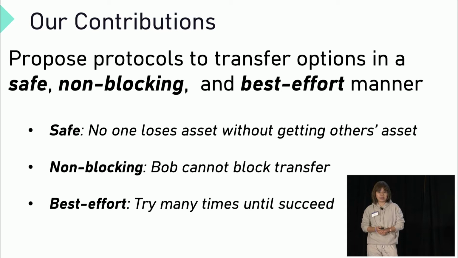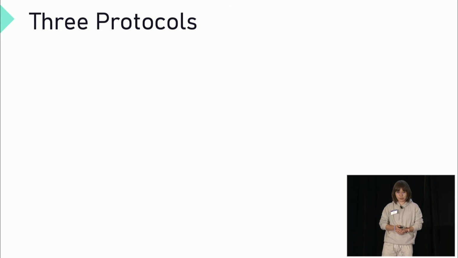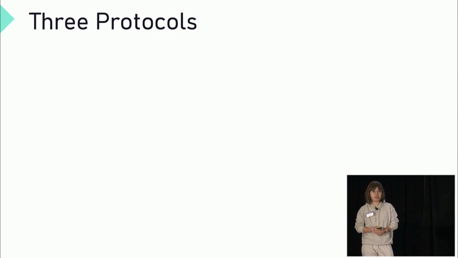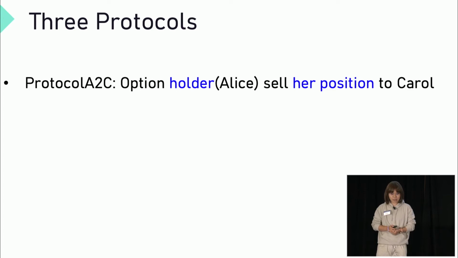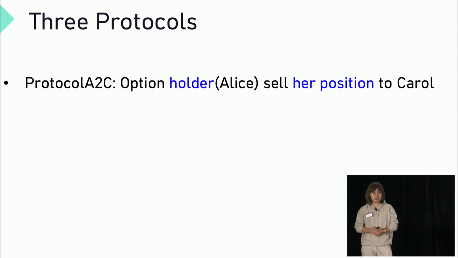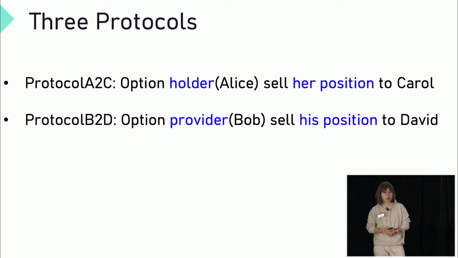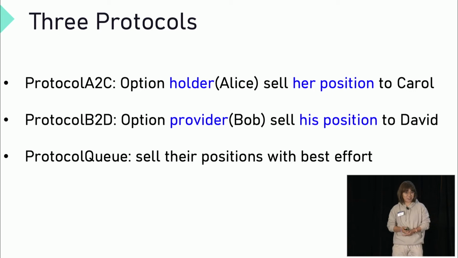We provide three protocols to transfer options. To put it more precisely, to transfer their positions in the options. We have protocol A2C, which allows the option holder, Alice in this example, to sell her position to Carol. We also provide protocol B2D, which allows the option provider, Bob in our example, to sell his position to David. We also provide protocol Q for them to sell their positions with best effort.